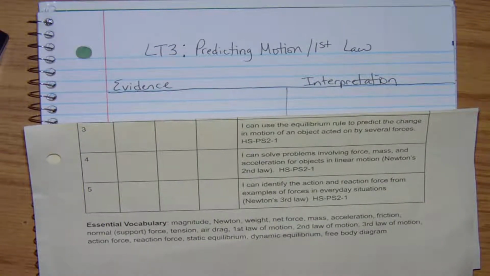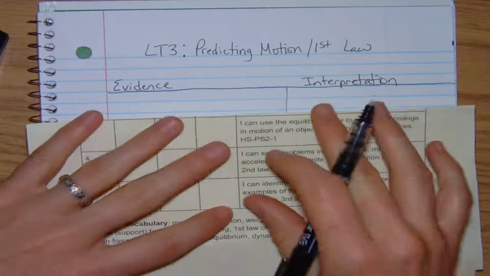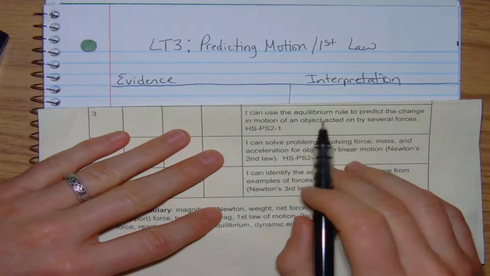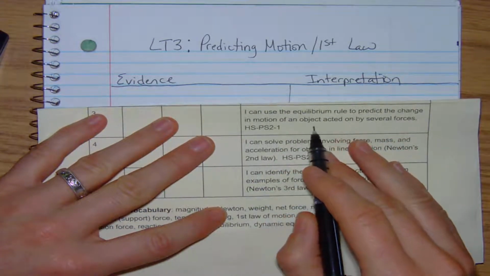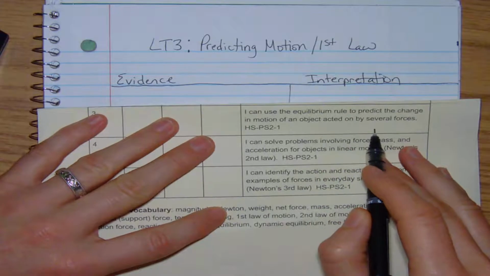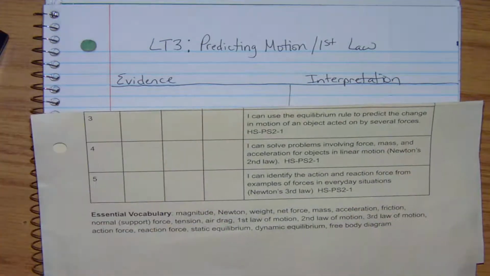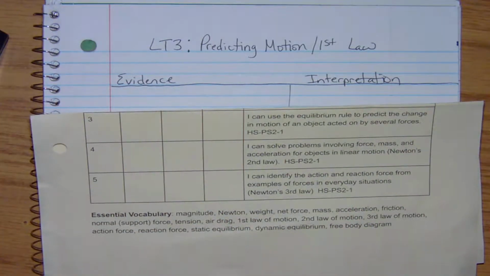These are the notes for LT3 in the Newton's Laws unit, and the target reads that we're trying to use the equilibrium rule to predict the change in motion of an object that's acted on by several forces. This is kind of a loaded target just because there's multiple things that have to factor in.